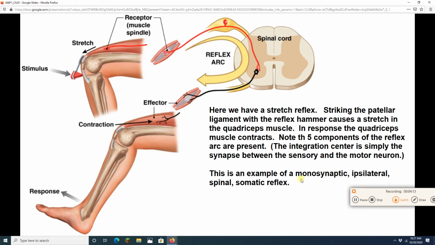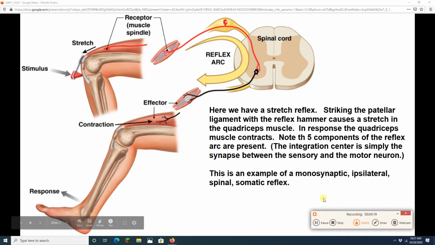Now, this reflex can be classified in a bunch of different ways. First of all, this is considered a monosynaptic reflex. How many synapses do we have in our integration area? One. One integration synapse. There's no interneuron present here. So one integration synapse makes this a monosynaptic reflex. All right, that's one way we can classify it.